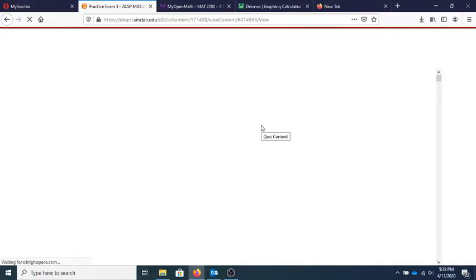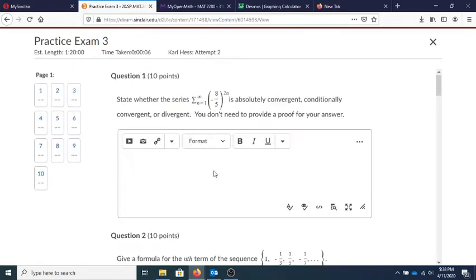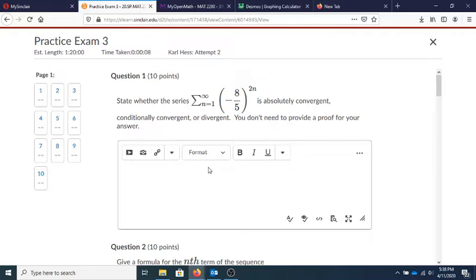Apart from not having the lockdown browser going, this should look pretty much like it's going to look for you. All of the questions are in the form of long answer questions so that you can type out your answer and when it applies your work as well. Now for this first problem, it says state whether the series where n goes from 1 to infinity of (negative 8/5) to the 2n is absolutely convergent, conditionally convergent, or divergent.